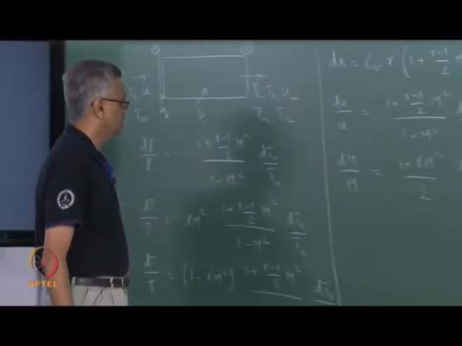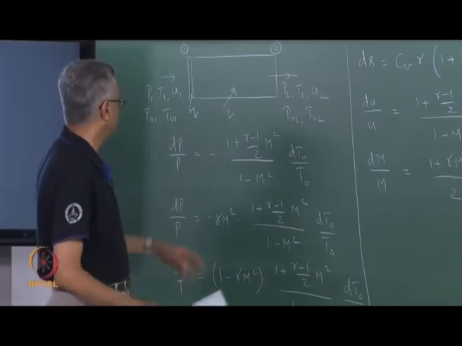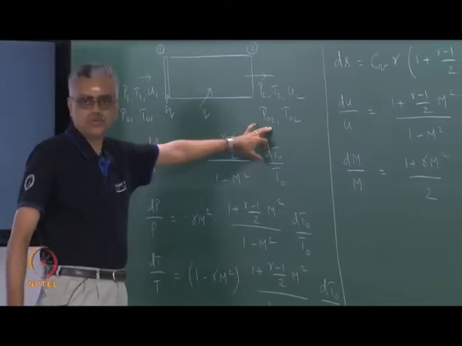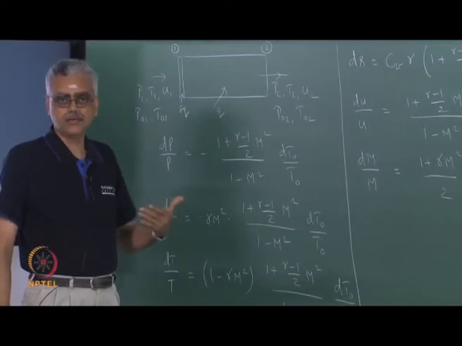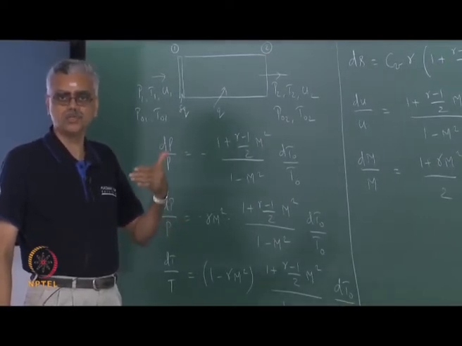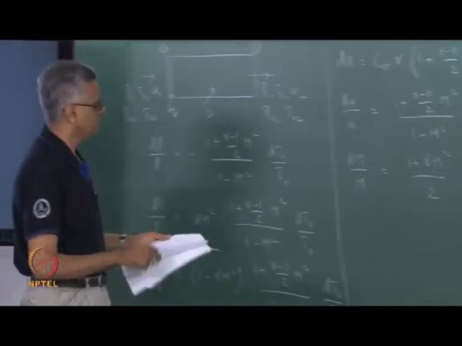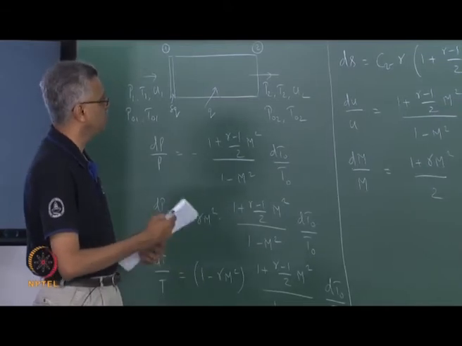One additional equation that we are yet to write down is the change in stagnation pressure. Remember, the stagnation pressure is P01 here and it is P02 here, and we know that addition of heat increases the entropy. So, we expect P02 to be less than P01. That is the other equation that we are going to derive. Let us see how we can do this.